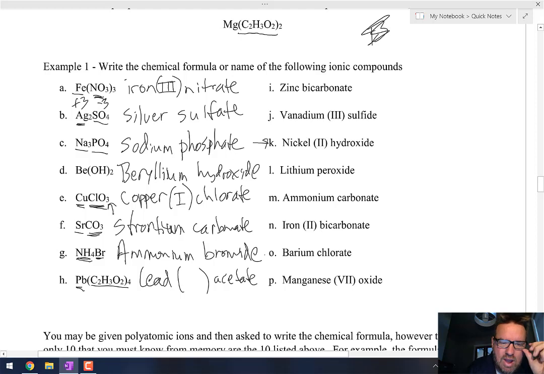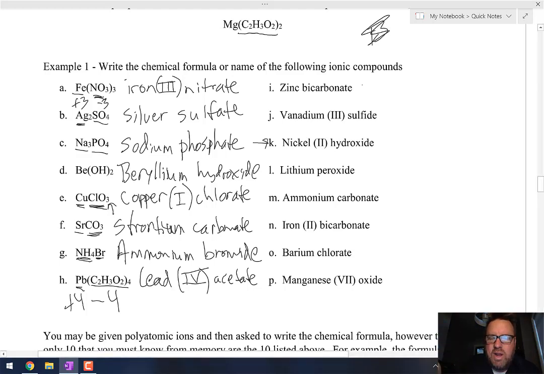Okay, and now acetate has a -1 charge, but there's 4 of them. So that's a -4 charge all total on the acetate, so the lead has to be +4. So remember that is IV on that. Okay, let's go over to the other column here.